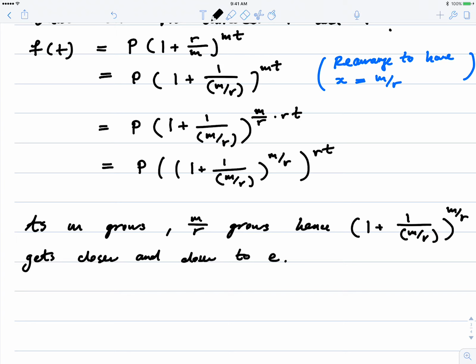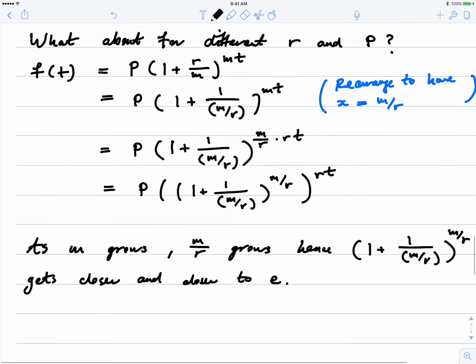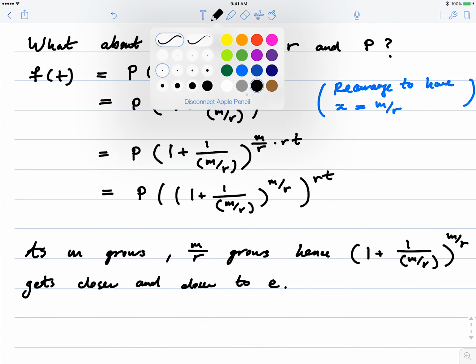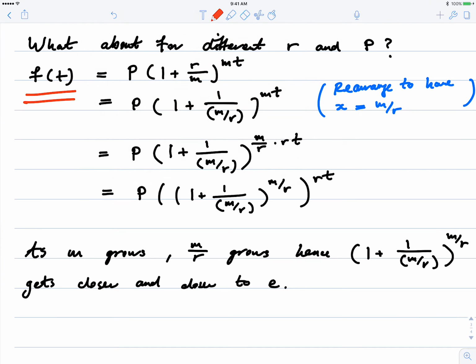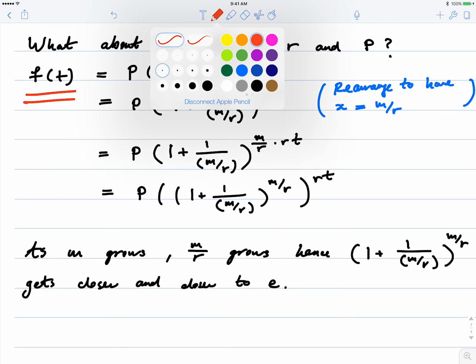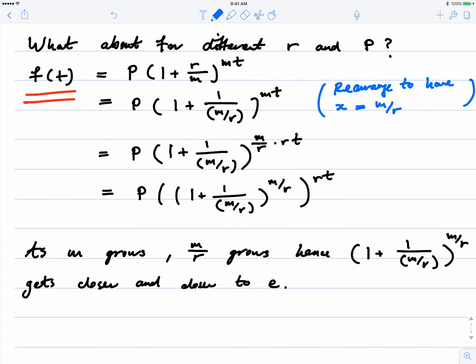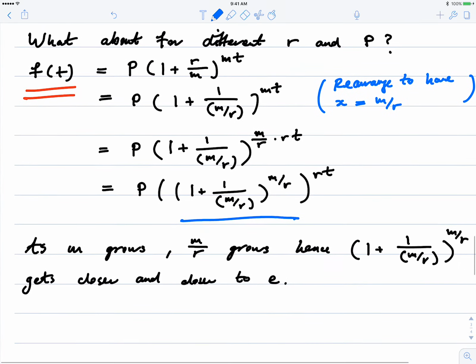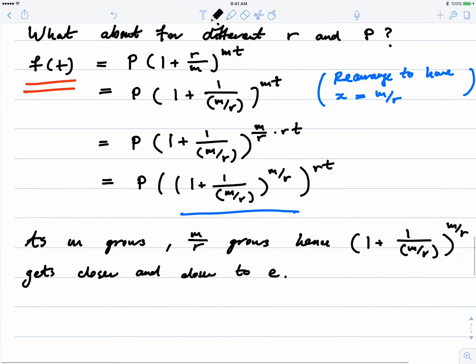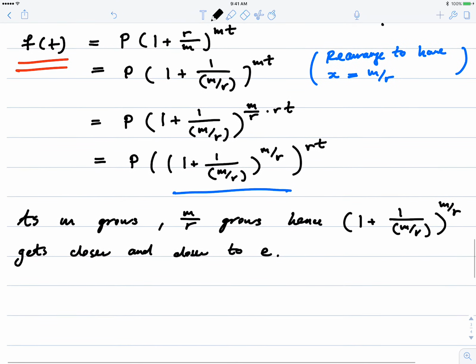Okay, so let's conclude. If I'm working out the balance at some time, I have a fixed r and a fixed p, and I'm interested in what happens as I allow m to get bigger and bigger. What seems to happen is, as m gets bigger and bigger, if I rewrite it in this format, it's p times this all to the power rt, and this thing above the blue line is getting closer and closer to e. So the conclusion, I think, is the following. It's a remarkable conclusion, considering all we're doing is working out some compound interest.